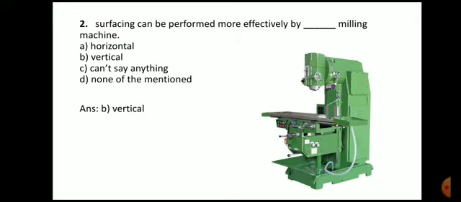So here you can see the vertical milling machine. Now you can fix the cutter over here. This is the spindle, and here you can fix the cutter. This is the table of the vertical milling machine. You can fix the object over here, and by attaching the cutter over here you can perform surfacing more effectively over this machine.